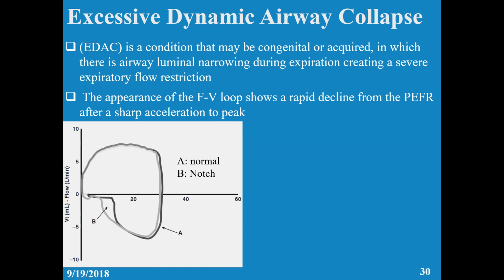This is called excessive dynamic airway collapse. So the airways are collapsing during expiration because of floppiness, so laryngomalacia, tracheomalacia, and so on. And you see this notch. So normal is this one, and the abnormal is this one. This is normal, this is abnormal. Okay, dynamic, or we call it EDAC, excessive dynamic airway collapse.